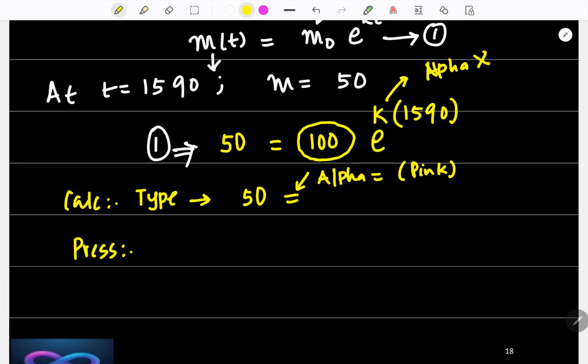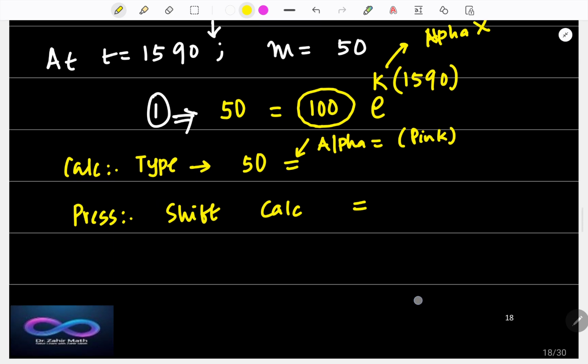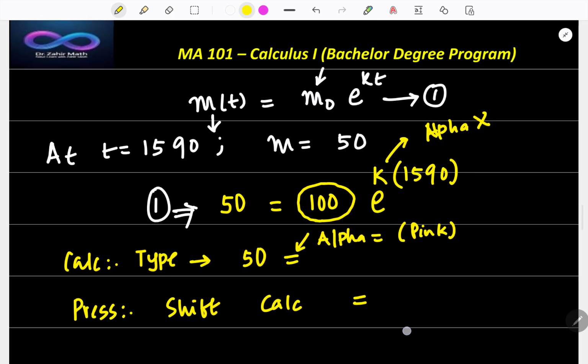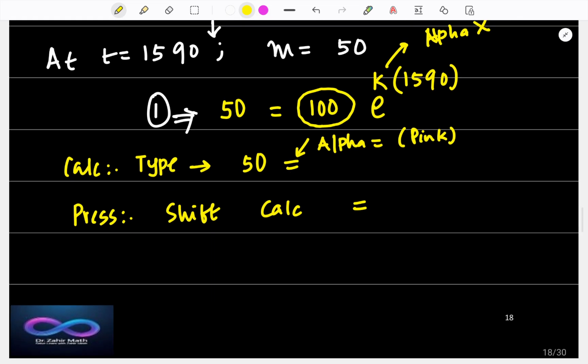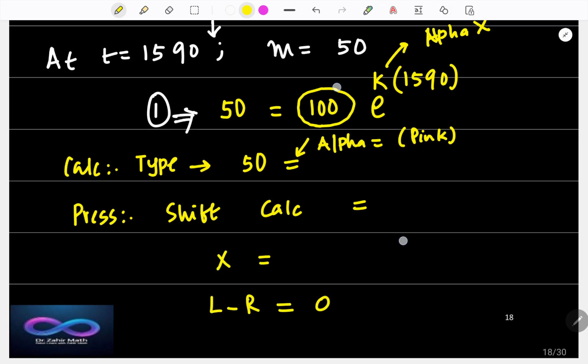Okay, what are the keys you need to press? Shift, and then calc, and then equal. If you press the calculator like this, what happens? Again I'm telling, m of t is 50, and m naught is just 100, initially 100, and then half life is 50, and e to the power of k, this one, right? So when you press this in the calculator, your calculator will give you x equals, and L minus R is equal to 0.